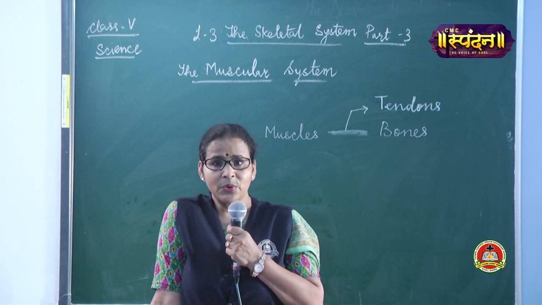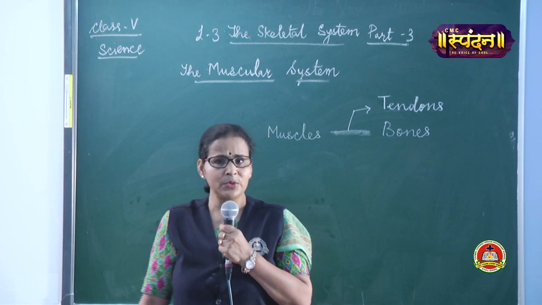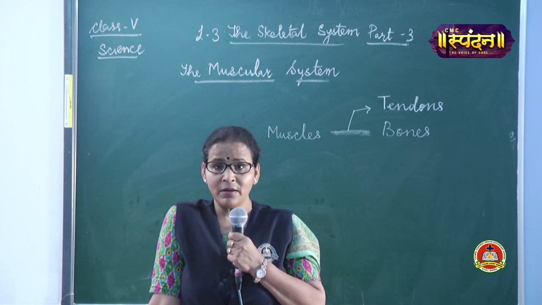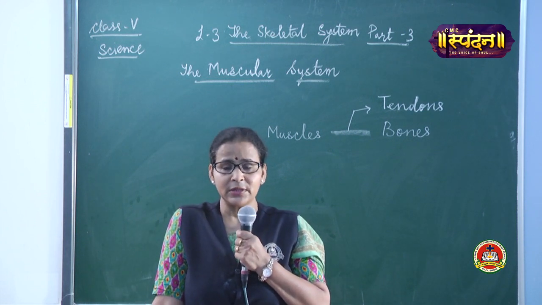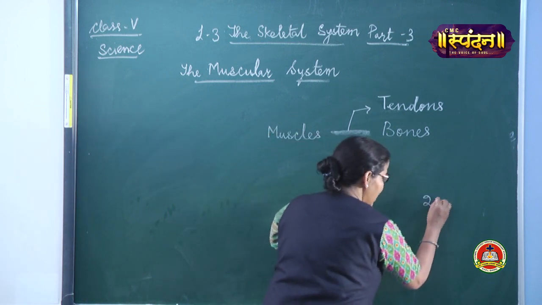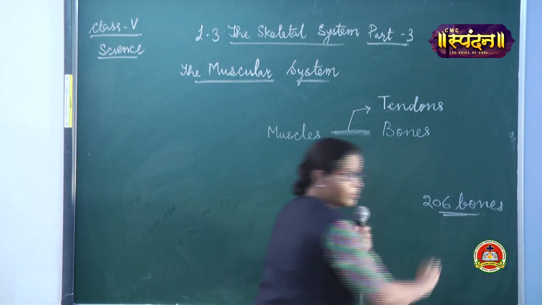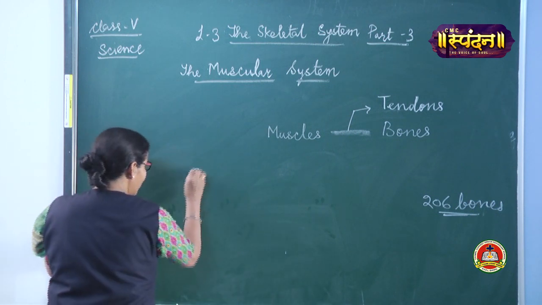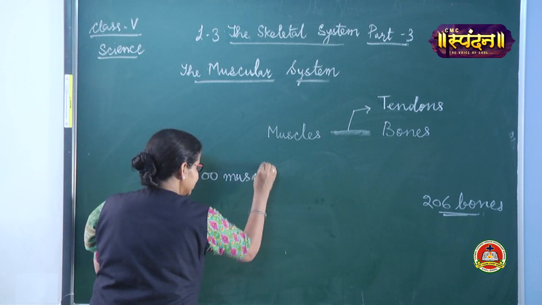So the muscles also are a kind of tissue which cover our bones, and the muscles are found in all the parts of our body, everywhere. How many muscles are there? If you recall, when I was teaching you about the bones, we learned that an adult human body has 206 bones. But in an adult human body, we have more than 600 muscles. More than 600 muscles in our body.